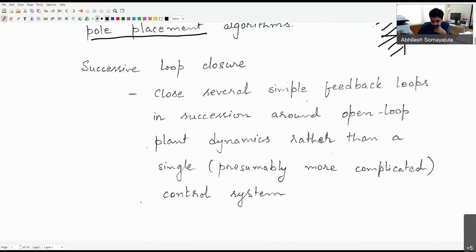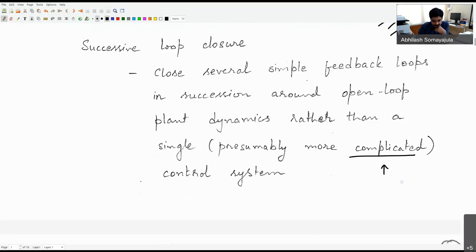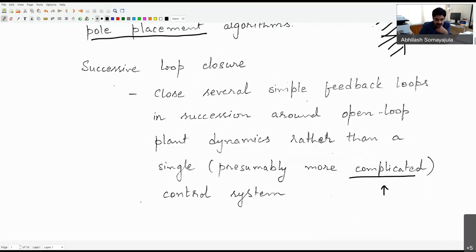Okay. As I said again, the idea is to see if we can close several simple feedback loops in succession around the open loop plant dynamics rather than a single control system, which may presumably be more complicated. This part of it may not make so much sense just yet until we start seeing an example of that being done. That example will be mostly based on the path following methodologies. So when we see that happen, you'll appreciate what is going on.